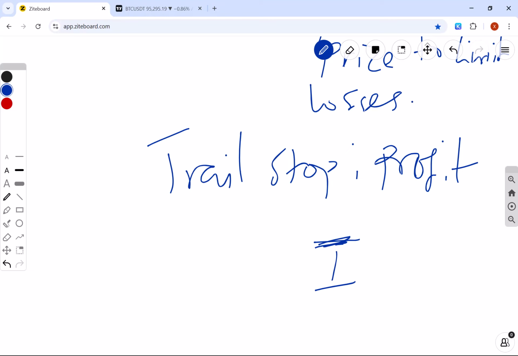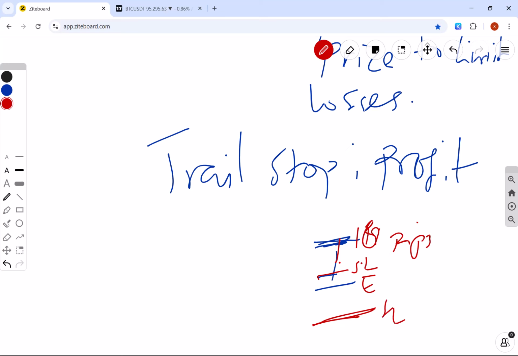This order will now push, let me use the red, will now push to this side to lock your entry. This was your stop loss, that was somewhere here. But immediately we go into profit. Let's say we are 10 pips in profit.